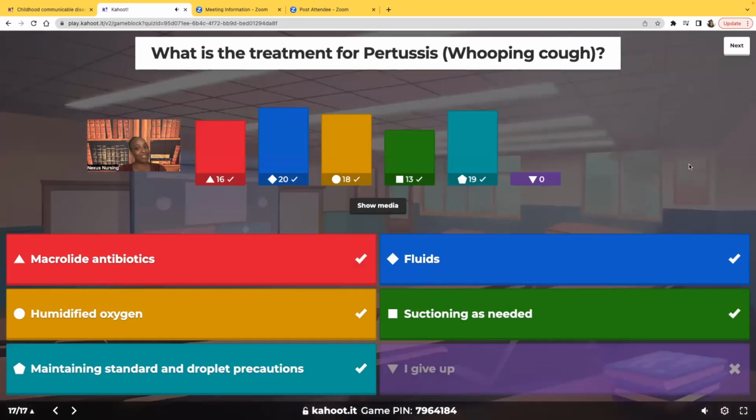I'm so proud of you guys. Look how well you did. Yes, all of them. You expect the patient to get macrolide antibiotics, okay? This is bacterial, so kill the bacteria. We expect to give them lots of fluids. We want to keep that patient hydrated. Humidified oxygen, because guess what? Oxygen is very drying. We're not trying to crack the nares and cause an opening for more bacteria to get into that patient's body. We're going to suction them as needed. We have to keep that airway clear, and we're going to maintain that patient on standard and droplet precautions.